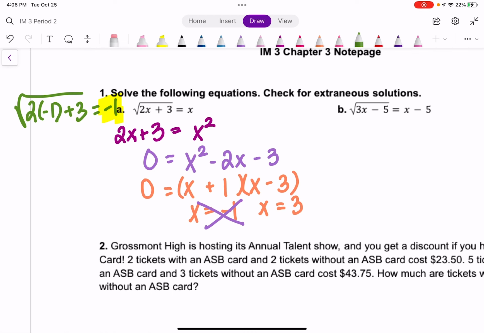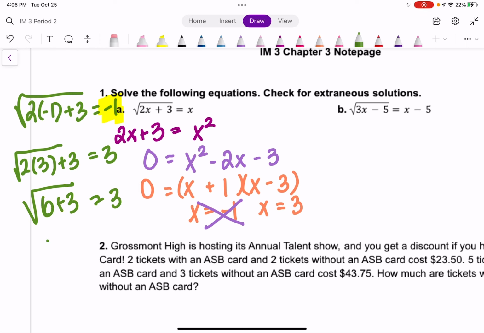Okay, let's plug in 3. Square root of 2 times 3 plus 3, does that equal 3? Okay, square root of 6 plus 3, square root of 9. So the square root of 9 does equal 3. So this would be our only solution here.